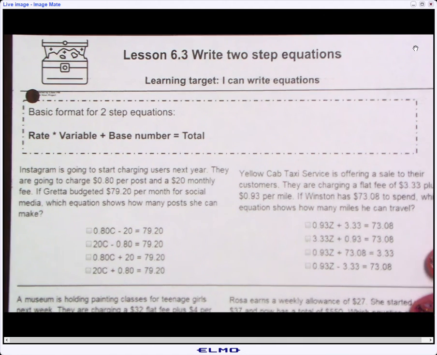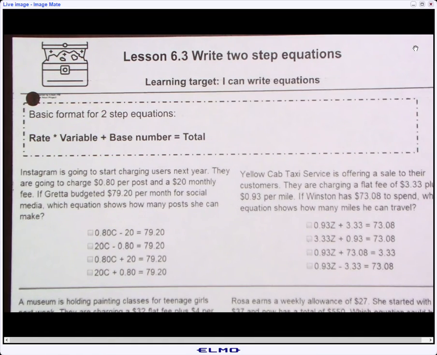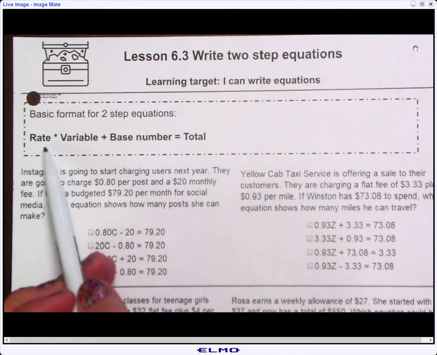All right, this is lesson 6.3, writing two-step equations. So we're going to write equations before we actually solve them. They're called two-step equations because they're going to take 2 steps to solve. So there's going to be more than one thing in our equation when we write it. So here's the basic format.